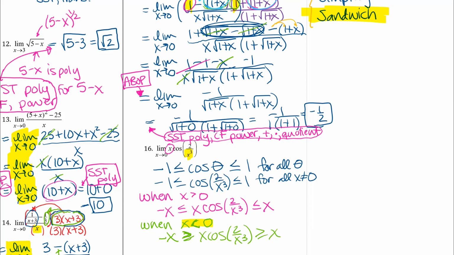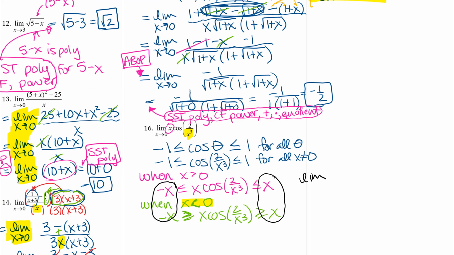Okay, so in either case, the inequalities are different, but the two functions that I have sandwiching my x cosine of 2 over x cubed function are the same functions. So this next part really needs to happen: you have the same functions on each end. So this is the sandwich part of sandwich theorem. I just have two sandwiches here. And then I need to think about the squeeze part of this theorem.